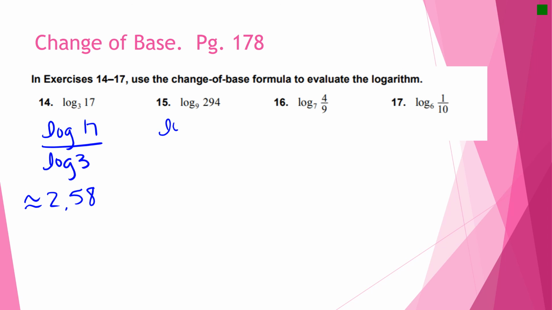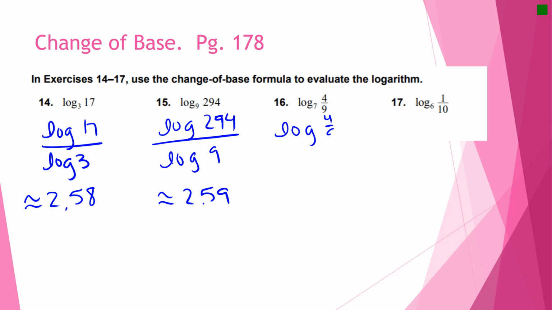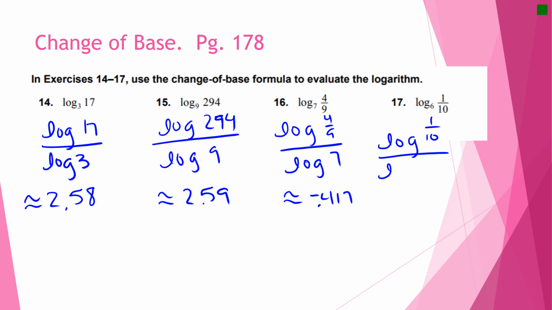Okay, so in number 15, I'm going to do log of 294, which I can type in the calculator, over log 9, which again I can type in the calculator. Make sure you hit equals at the end, and you should get 2.59. And number 16, you're going to do log of 4/9 divided by log 7. Type that in the calculator, and you'll get negative 0.417-ish. Number 17 will be log 1/10 divided by log 6. Again, make sure to hit equals at the end. You get negative 1.29.